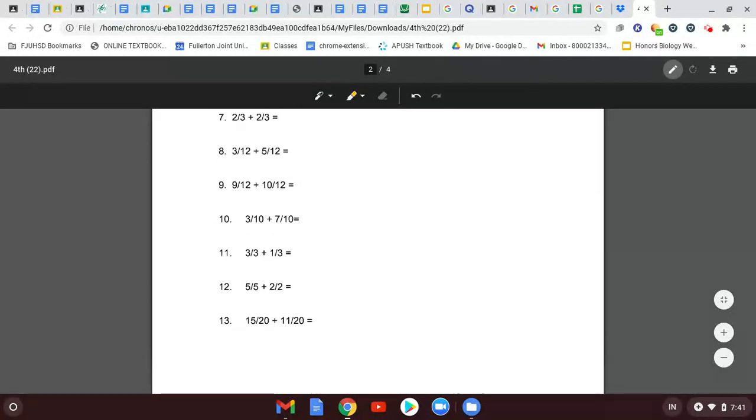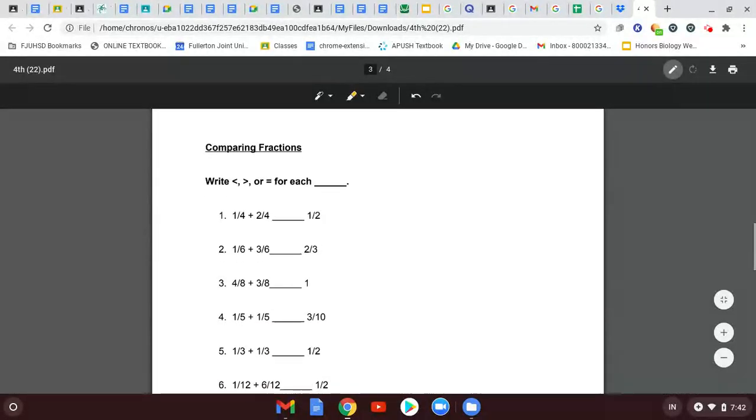Yeah. So, okay, let's try doing number 9. So 9 plus 10 divided by 12 equals 19 divided by 12. And if you want to do a mixed fraction, then you can turn it into 1 and 7 twelfths. Okay? Yeah. Now let's do comparing fractions.